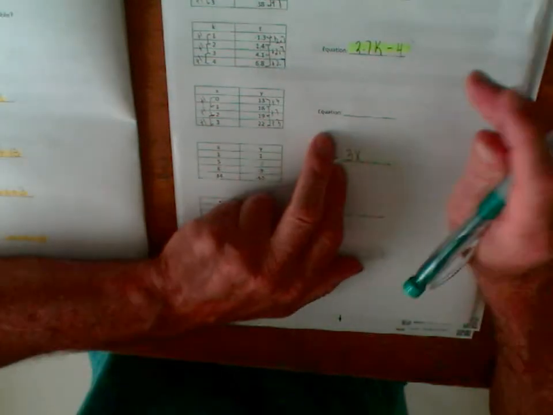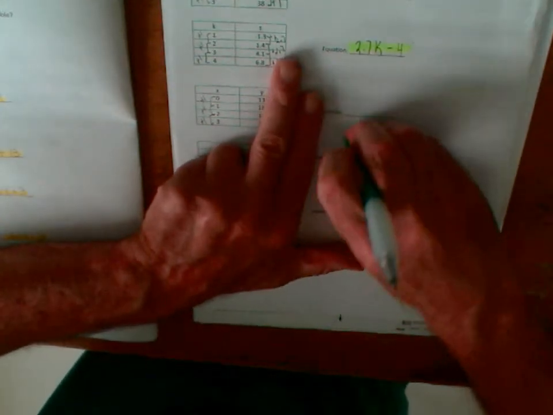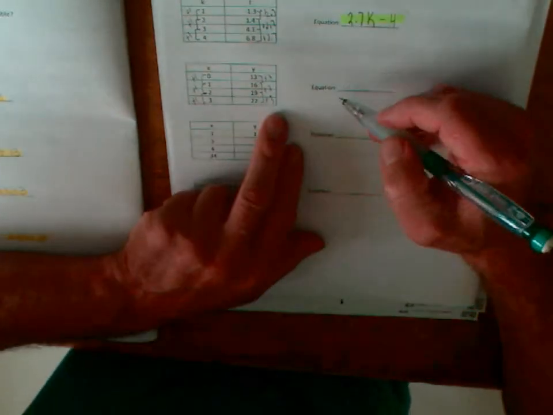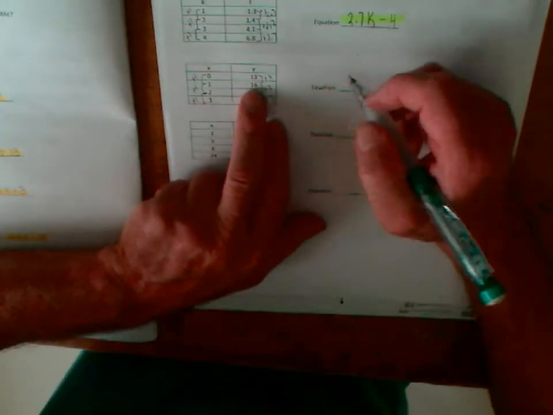Oh, I'm doing the wrong one, girls. What are you doing? Get that out of there. What's the matter with you? Come on. This is the one we're doing. Jerks.